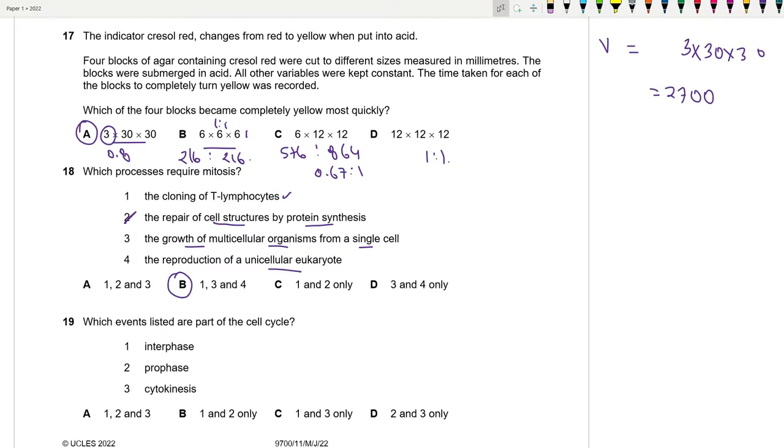Wait. 19. Which events listed are part of the cell cycle? All three. We know the cell cycle mainly has two parts. We have interphase over here, and then we have mitosis over here, and we have cytokinesis. So interphase has the G1 phase, the S phase, G2 phase. There is G0 in some cells. We have mitosis, which consists of prophase, metaphase, anaphase, and telophase, and then we have cytokinesis. Okay, so all three are correct.